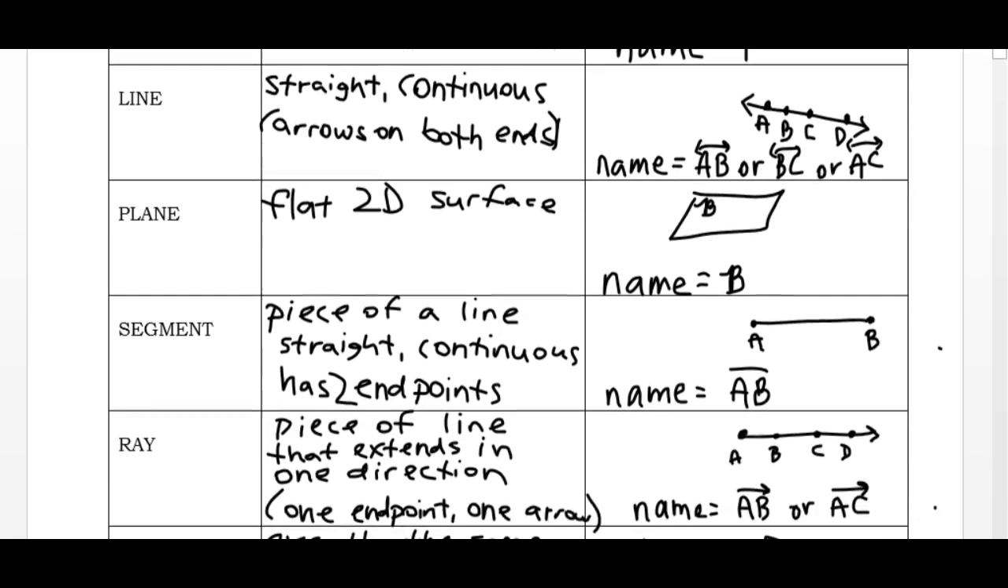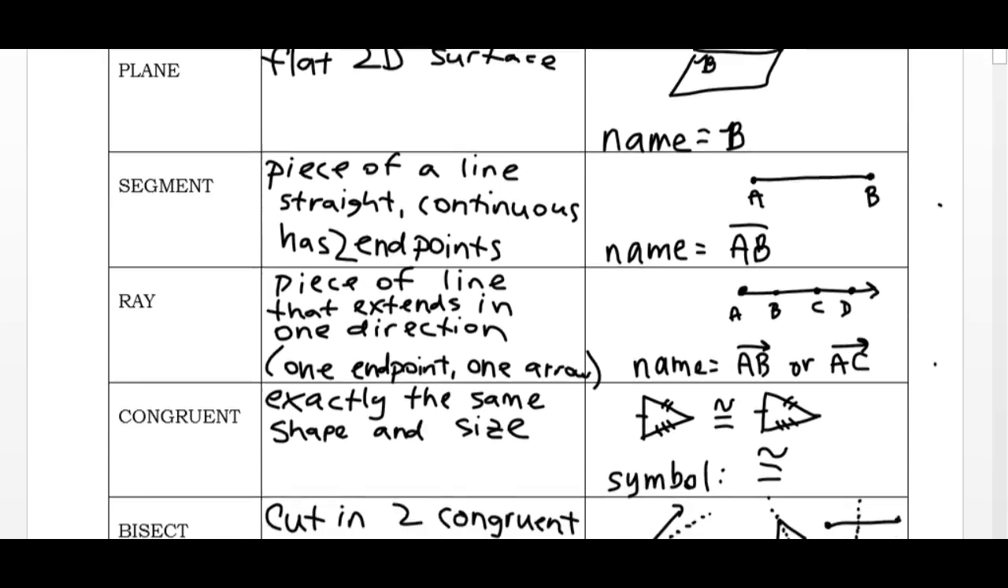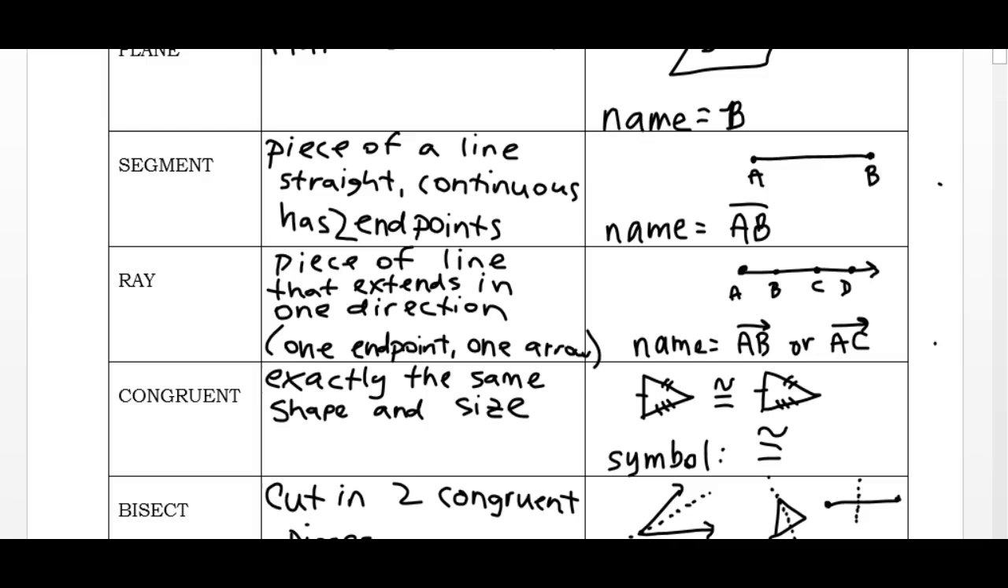Our next term here is segment. A segment is a piece of a line. It's still straight, it's still continuous, but it has two endpoints. So we name segments again using two letters, and we always name them using the endpoints. So this would be called AB. You could also call it BA. The direction that we name it doesn't matter, but we always name segments with their endpoints.